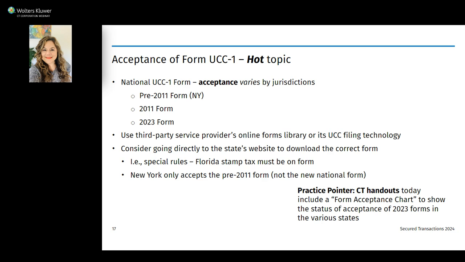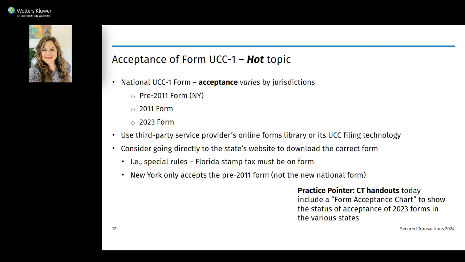Okay. Now, how do you make sure that you get the right form? And by the way, if you don't remember, I said at the beginning, got to get the right form. Otherwise, your filing risks rejection. And in jurisdictions that take a long time, like California, you don't want to wait two weeks after you submitted your filing to find out that it's rejected. That doesn't look good on attorneys who are representing secured parties. So it is a good idea to either rely on a good service provider to help you figure that out, or you could always go to the state's website, download the correct form, and so forth.